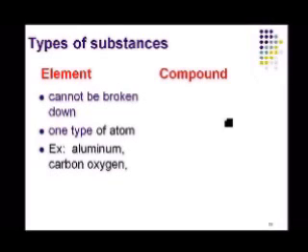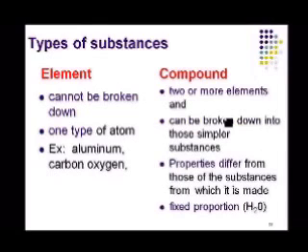Compounds, on the other hand, are substances that are made up of 2 or more elements, and we can break them down into simpler substances. Compounds can be broken back down into the elements that make them up. When we have a compound, the properties of the compound differ from the properties of the substances that make them up. And compounds always contain 2 or more elements that are joined in a fixed proportion. For example, H2O. There's always that 2-to-1 ratio.